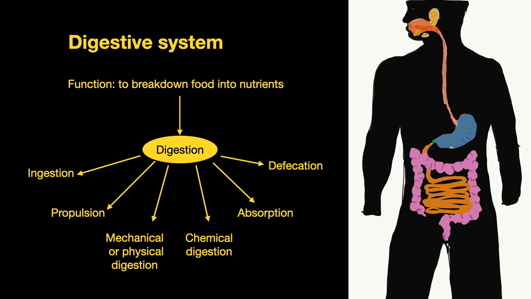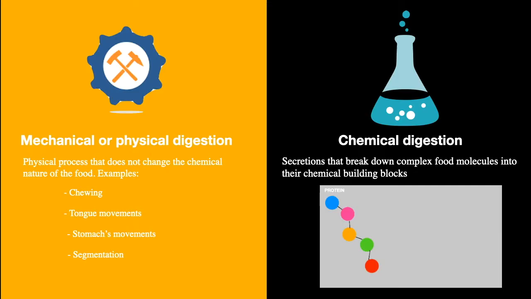Digestion includes both mechanical and chemical processes. Mechanical digestion is a purely physical process, it does not change the chemical nature of the food. Instead, it makes the food smaller to increase both surface area and mobility. It includes mastication or chewing, as well as tongue movements, the mechanical turning of food in the stomach, and segmentation, which occurs mainly in the small intestine.